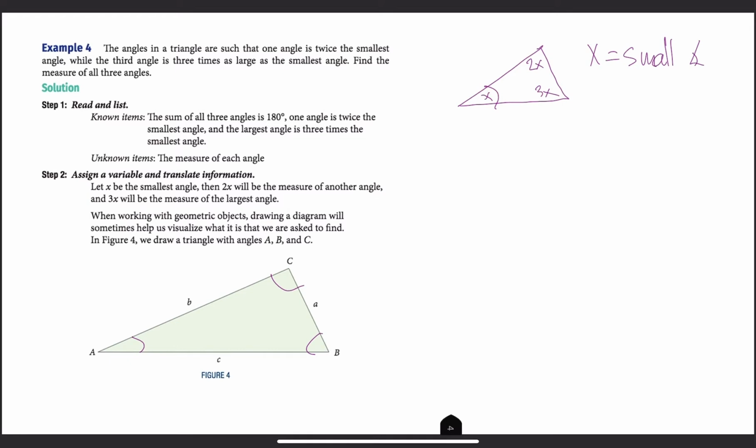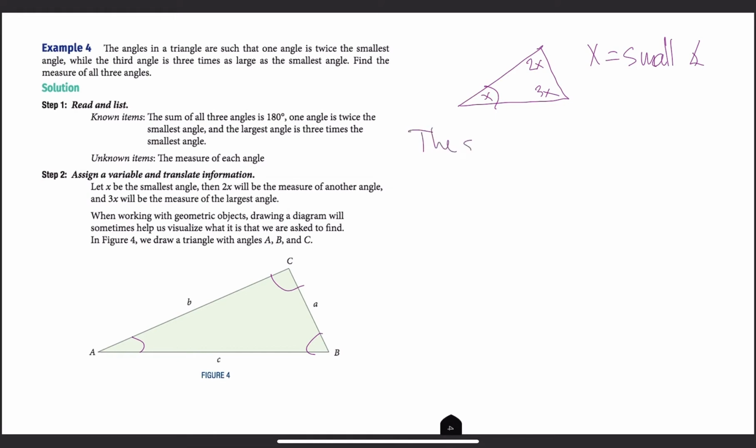So then one of the angles is twice that much. It's twice as big. So whatever my small angle is, my other one will be twice that much. And then the third angle is 3 times as large as the smallest angle. So now we want to find the measure of all 3 angles. Well, how do you find the measure of all 3 angles? Well, the sum of all 3 angles is 180 degrees, right?